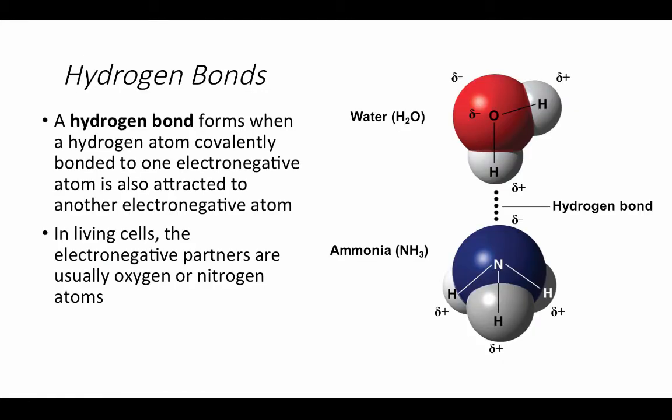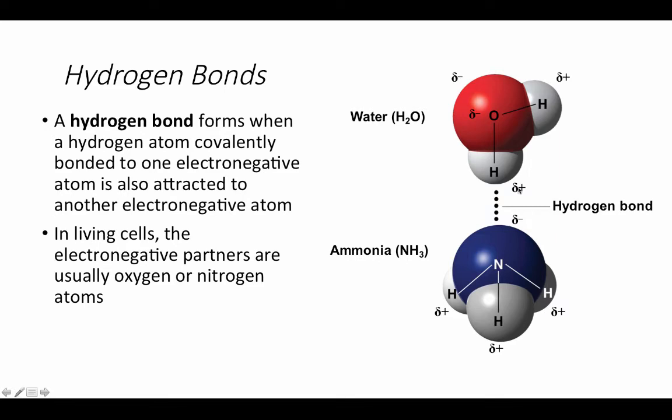So having these polar molecules causes another kind of interaction between molecules called a hydrogen bond. So a hydrogen bond forms when a hydrogen atom covalently bonded to an electronegative atom such as oxygen or nitrogen, and these partial charges are attracted to each other. So again, this is not going to be a strong covalent bond. This is going to be a relatively weak attraction.